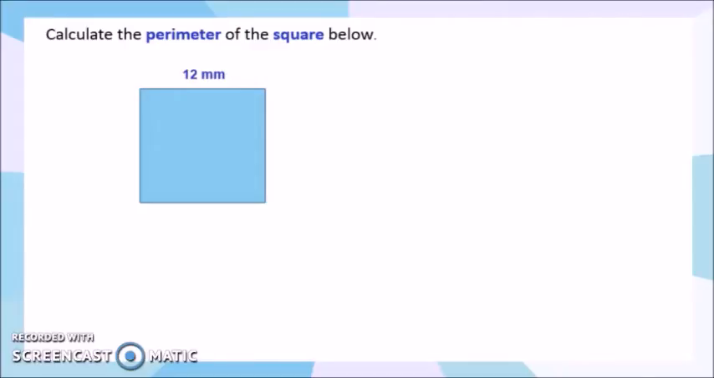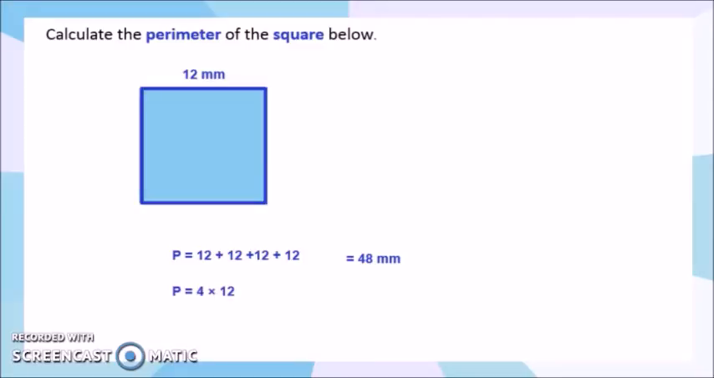Calculate the perimeter of the square. You already know that the four sides of a square are all the same length. So the perimeter of the square is 12 plus 12 plus 12 plus 12, which is 48 millimeters. You could also have calculated by saying 4 times 12.